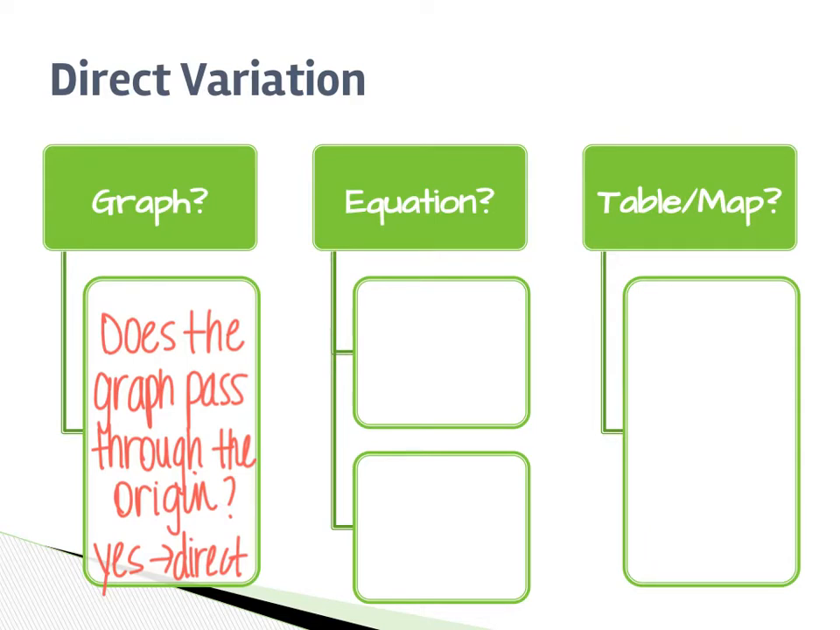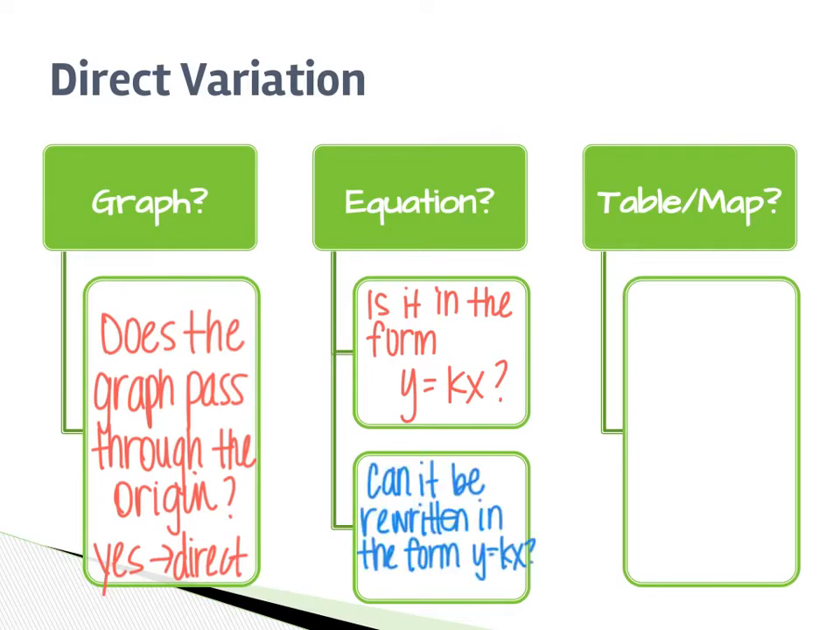If you're given an equation, you ask yourself two questions. First, is it in the form y equals kx? If it is in the form y equals kx, then you do have a direct variation. If it's not in the form y equals kx, then try to rewrite it as y equals kx. So your next question would be, can it be written in the form y equals kx? If you can rewrite it in that form, then you do have a direct variation.